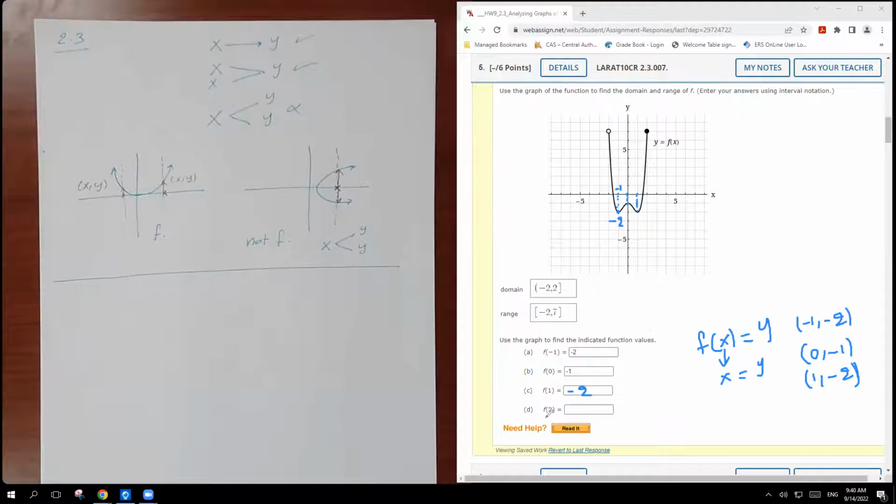Last one, f of 2. Where is x equal to 2? This is 1, this is 2. Now I need to find the y. I'm not going to go down because there is no graph here. I'm going to go up. Keep going up. You see, going to this point. This point is 7. So when x equals 2, y equals 7. And always when they ask you for a point, you're going to type it as a point. And here's the last result for this example.